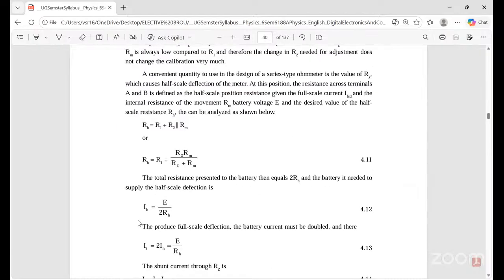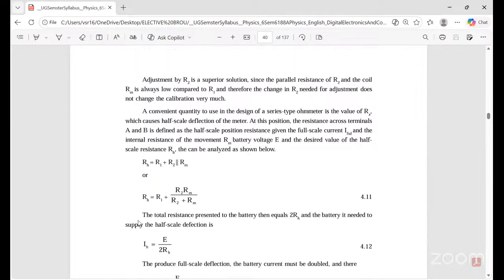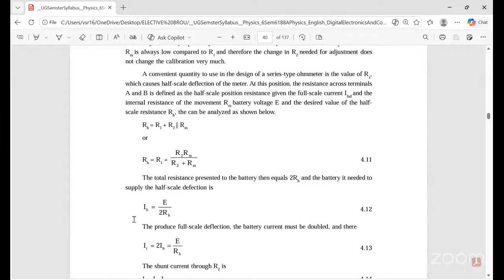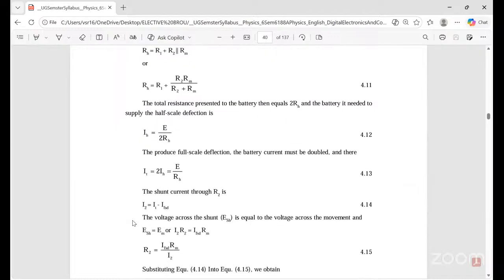So by these resistors, you can calculate the values of scale deflection for different resistance values.